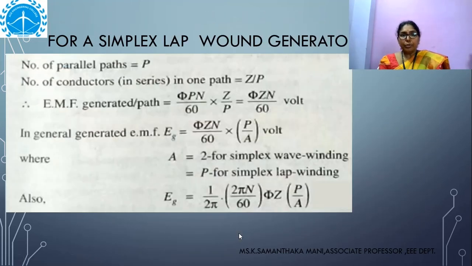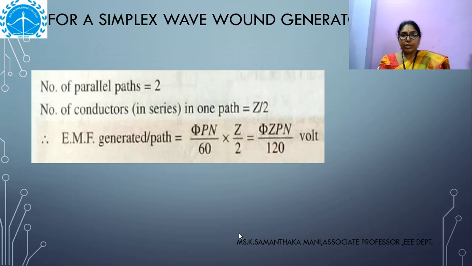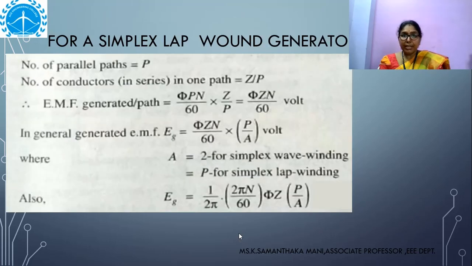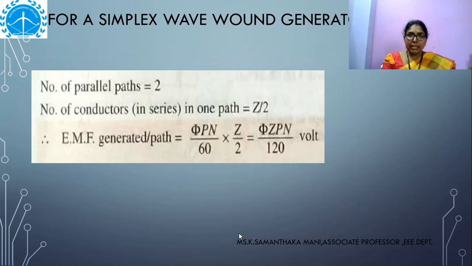Now again we are going to calculate: will this equation be the same for all types of wound generators? No, it will be different for a simplex wave wound generator and a simplex lap wound generator. Earlier we discussed the types of armature winding. So in the armature winding we have lap winding and wave winding. Based on that, this EMF equation is again calculated based on the type of winding. Here the number of parallel paths will be 2 in case of wave wound. So A equal to 2.